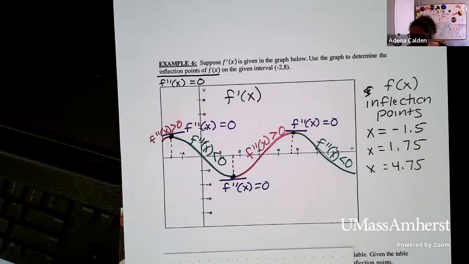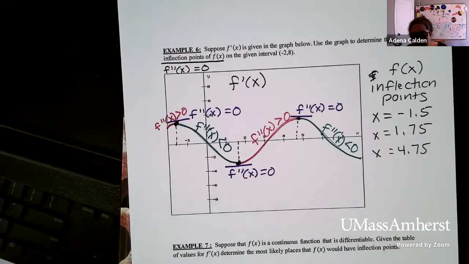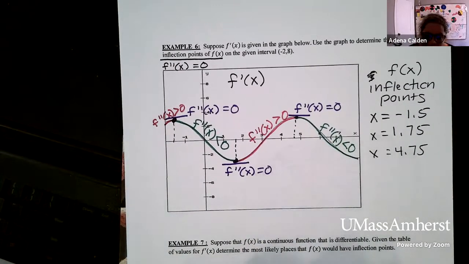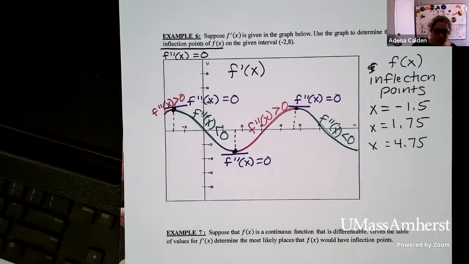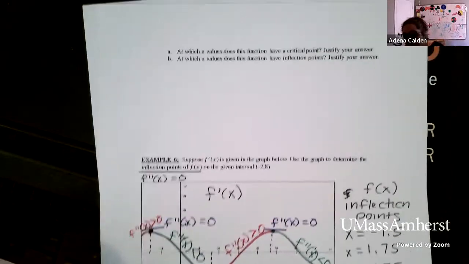Okay. So unsurprisingly, the next example, we're going to look at a table. This got cut off, so I'm going to read you the instructions and then flip the page to see the table. So suppose that f of x is a continuous function that is differentiable. Given the table of values for f prime of x, determine the most likely place or places that f of x would have an inflection point or points, depending on how many we find.